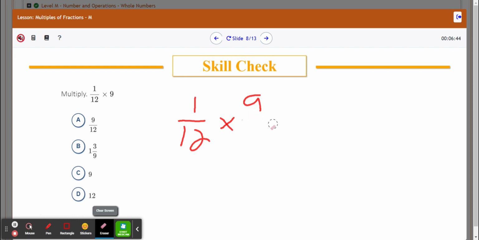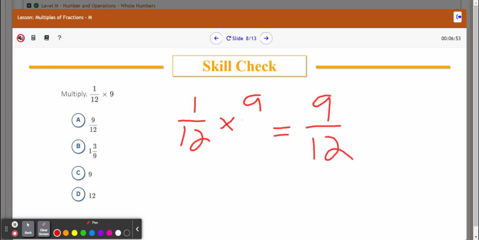All right, so 1 over 12 times 9 equals 9 over 12. Here, you should reduce it, but the answer doesn't, so you can just circle it right there, and your answer is 9 over 12. So straightforward, multiplying fractions with whole numbers.